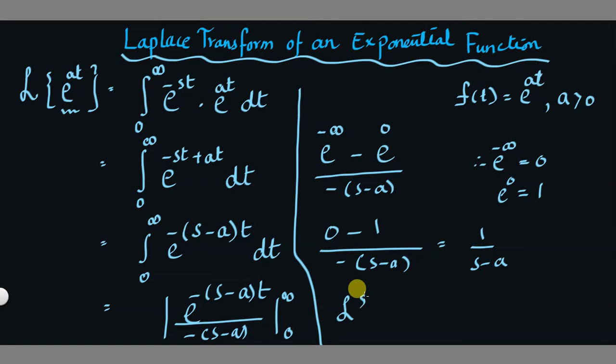So what is the Laplace transform of e raised to the power at? It will become 1 over s minus a. So this is a very simple phenomenon. You can easily calculate the Laplace transform of an exponential function. And make sure, whatever the a is, for instance if you have the Laplace transform of e raised to the power 2t, it will become 1 over s minus 2.